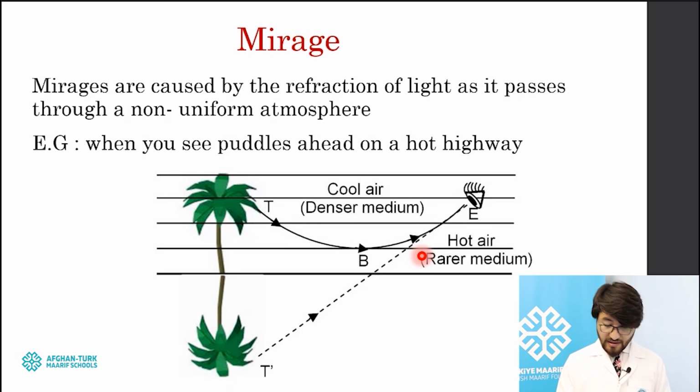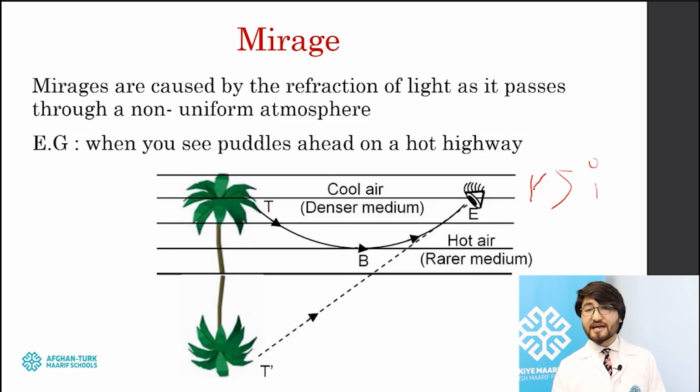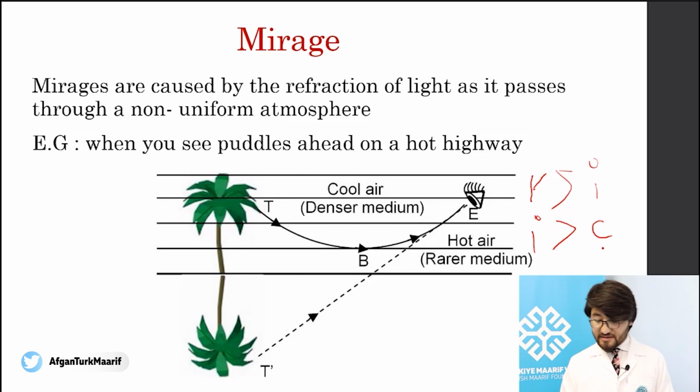It means I is here, you know that R is greater than I. At a certain angle of incidence, the angle of refraction becomes 90 degrees. And then I increase once again. I is greater than C. I is greater than the critical angle.